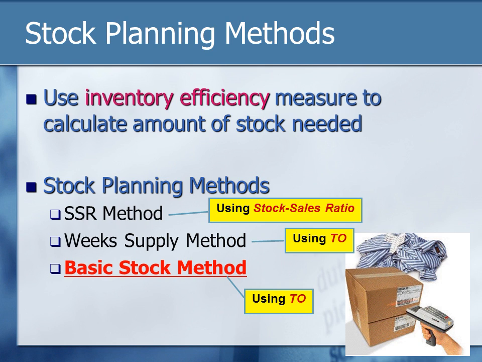As I said before, we need to plan the inventory efficiency before we plan the stock level. And each of these stock planning methods uses a certain kind of inventory efficiency measure, right? SSR method uses the SSR or stock sales ratio, and the week supply method uses the turnover. And now the basic stock method is going to be again using turnover as the inventory efficiency measure.